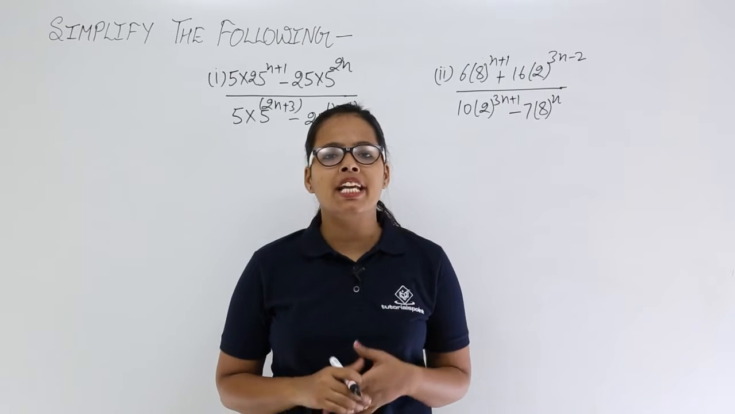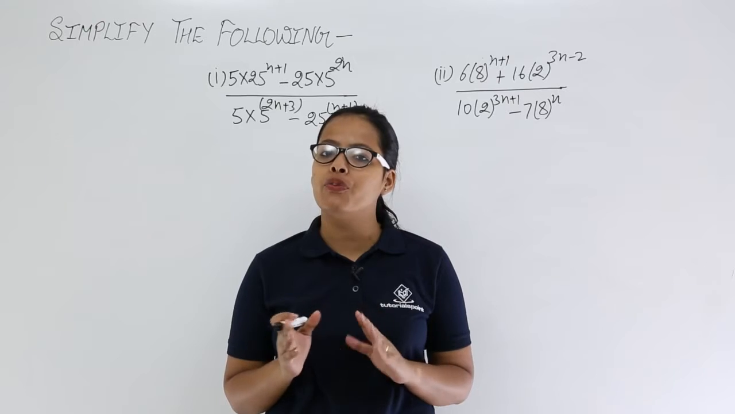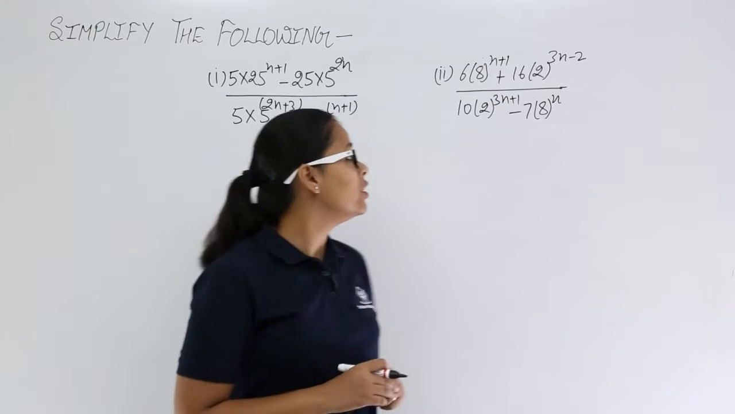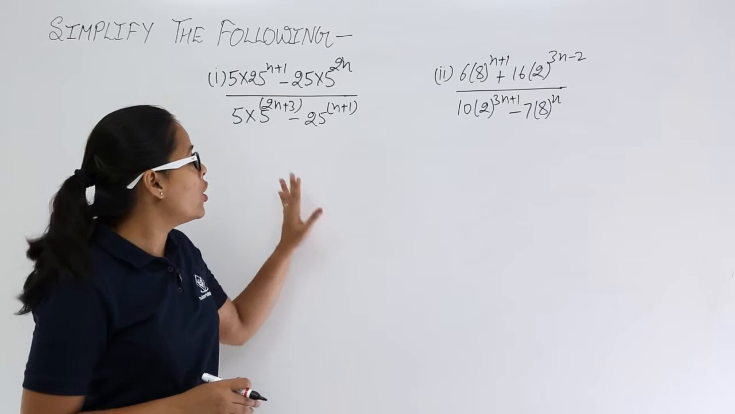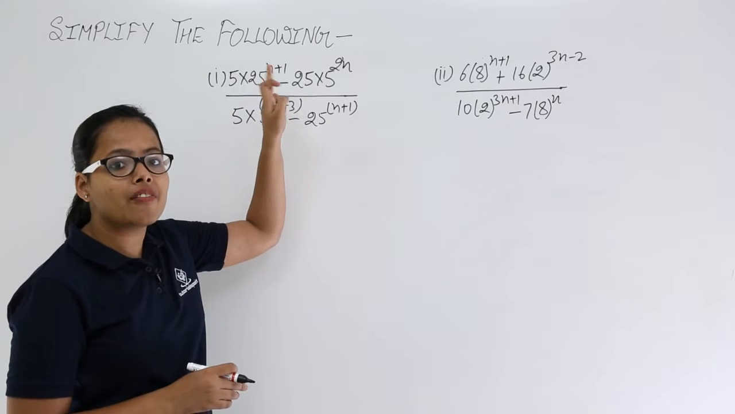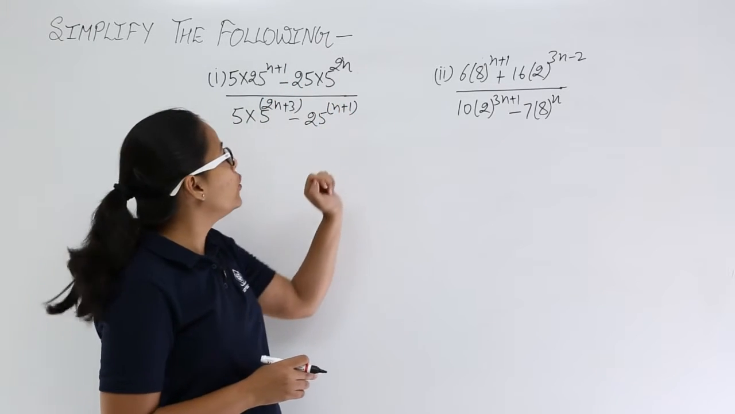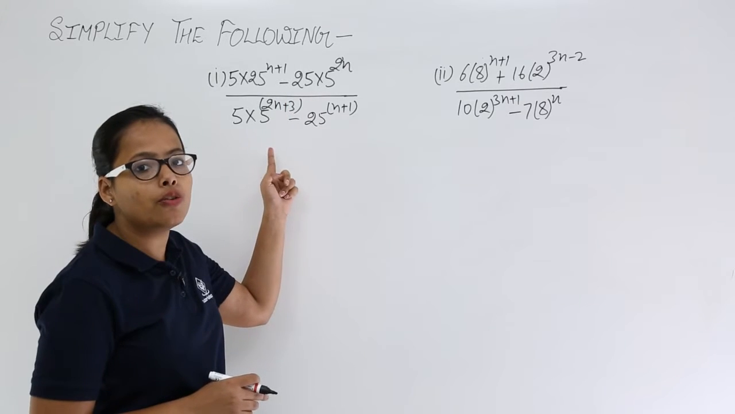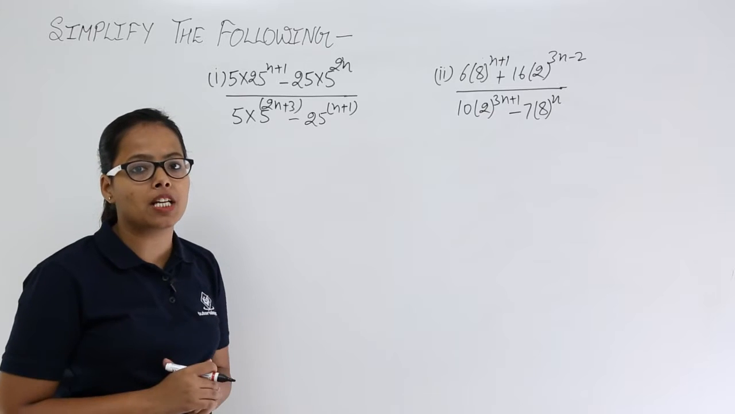Hello guys, we'll be taking some more problems just to get a clear understanding of exponents of real numbers from R.D. Sharma. Here these two expressions are given to you. Let's start solving the first expression, which is 5 into 25 raised to power n plus 1 minus 25 into 5 raised to power 2n, divided by 5 into 5 raised to power 2n plus 3 minus 25 raised to power n plus 1.